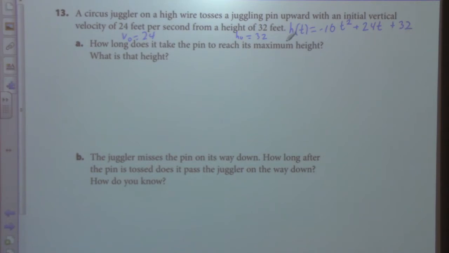So here's our standard form equation, and we're asked how long it takes to reach the maximum height, and what the height is. Well, this is standard form. Could we graph this very easily and find that in the calculator? We could. Without a calculator, what would probably be the best way to do this?